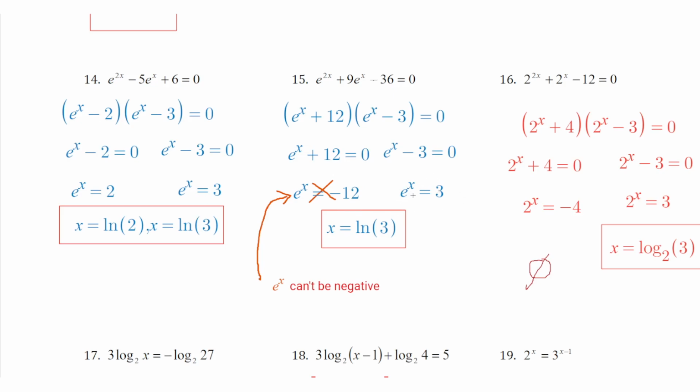E to the x could be 3, and when you rewrite that as a logarithm, the base is e, that's Euler's number, so that'd be the natural log, so x would be the natural log of 3, and that would be the only solution you get here. Okay, so I just wanted to insert this real quick, make that correction, and then we'll go back to the original video.